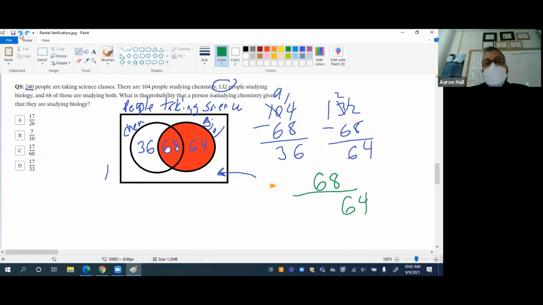Nope. These are not percentages. No, these are not probabilities, right? They are real numbers. Yeah, they're numbers of individuals.